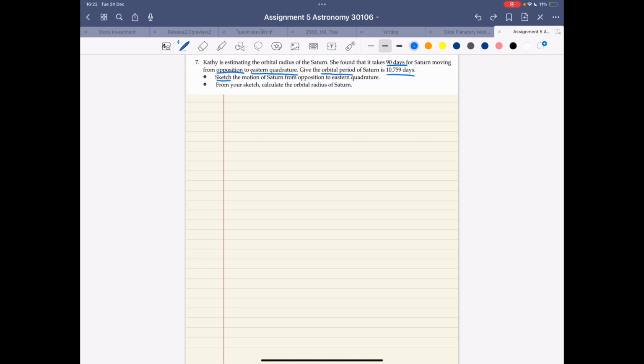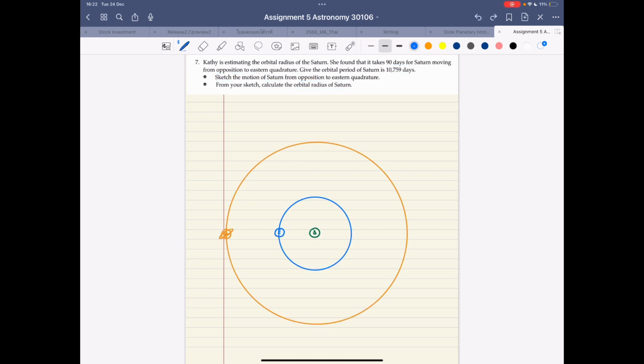So basically, let's start with drawing a sketch. I have already drawn you a sketch. The middle is the sun, next is the earth, and then the Saturn. What we found is that the opposition is when the earth, the sun and the Saturn align in a line like this. So this is called the position of opposition. So the observer, like here at midnight, the Saturn will be at the observer's zenith.